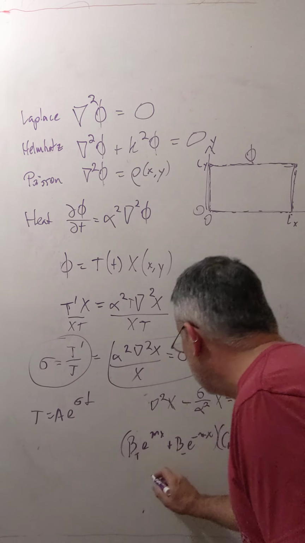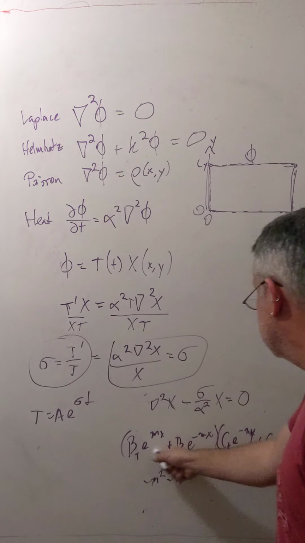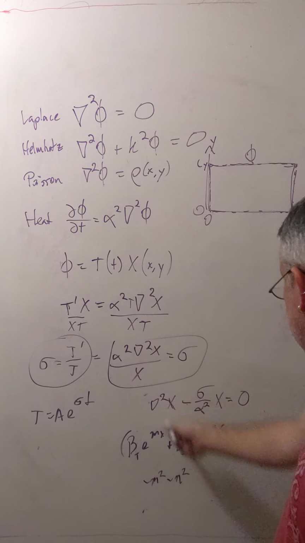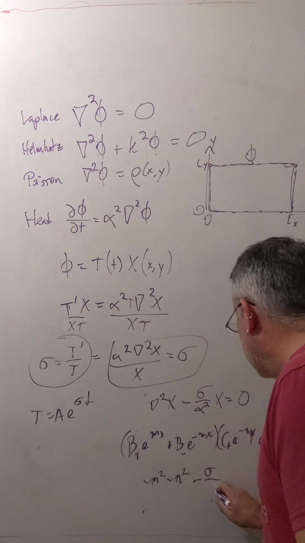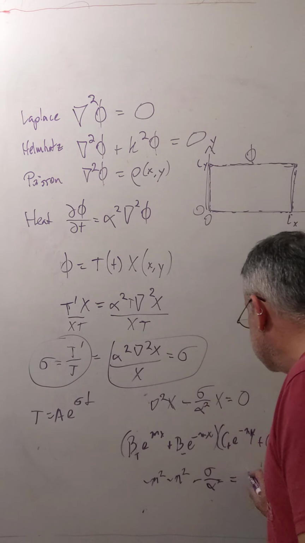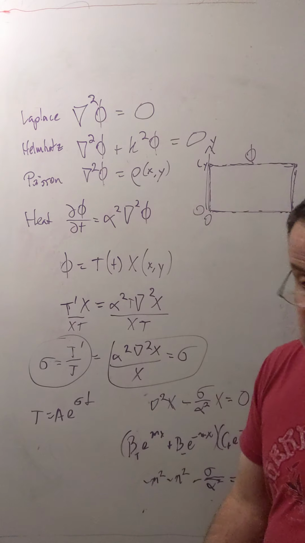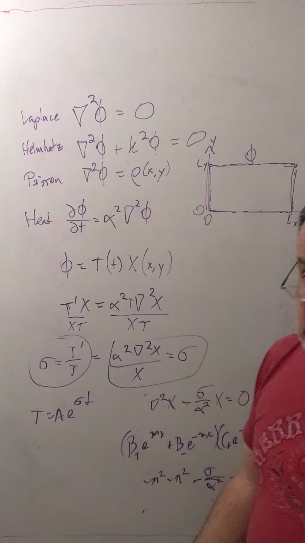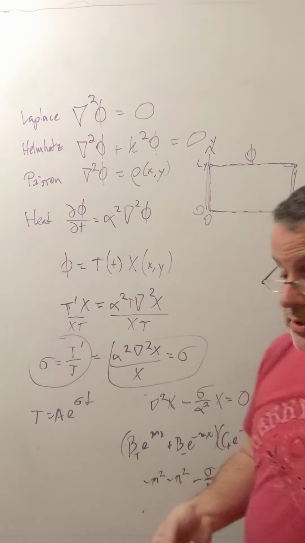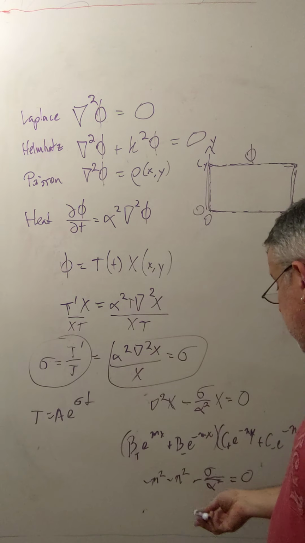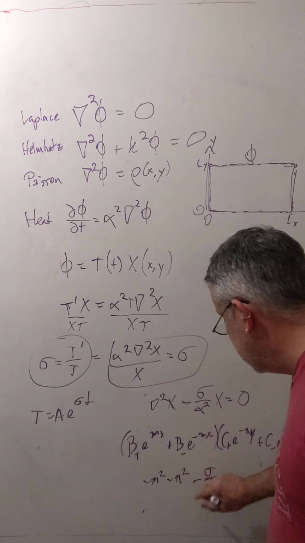So we plug this into there and we find minus m squared minus n squared. That's the x double derivative and the y double derivative of this operator, and then we have minus sigma over alpha squared equals 0, because each of those terms would be multiplied by the same x. And since we're not looking for a trivial solution of x, we're looking for a non-trivial solution of the heat equation, we can divide through by x because it's not equal to 0.